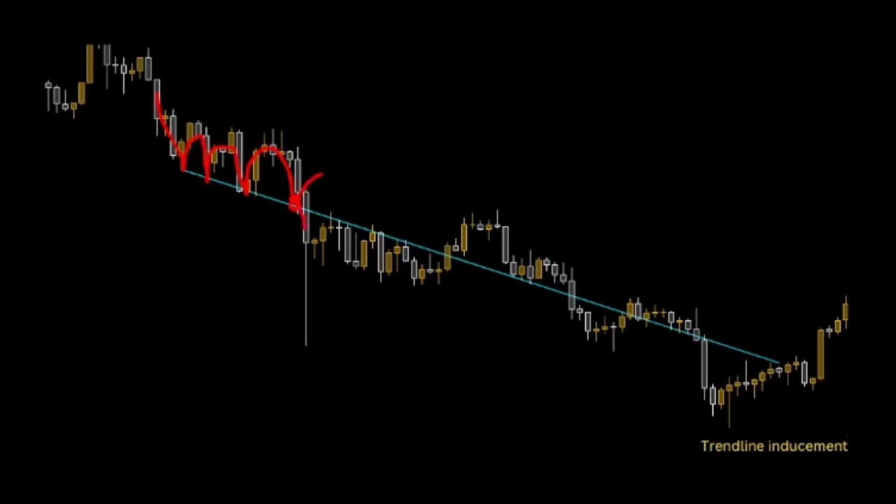It shoots straight through, sweeps liquidity. All these stop losses here get stopped out. And now we're on the sell side of the trend line. Again, bouncing off, bouncing off, bouncing off. Sellers putting in the stop losses.